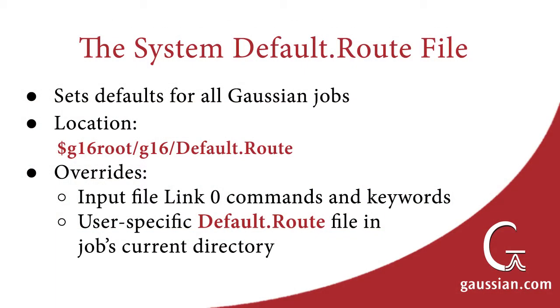Defaults for the resources specified with Link0 commands can be set in the Gaussian Default.Route configuration file. It is located in the main Gaussian 16 directory on a Mac OS X computer, which is the g16 folder in the location specified as the g16root environment variable.